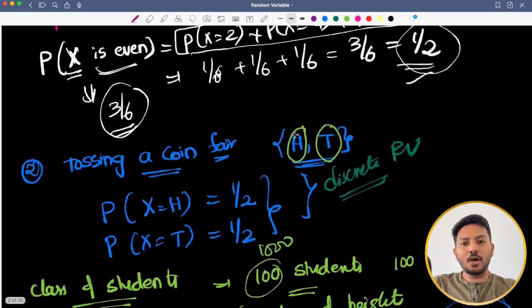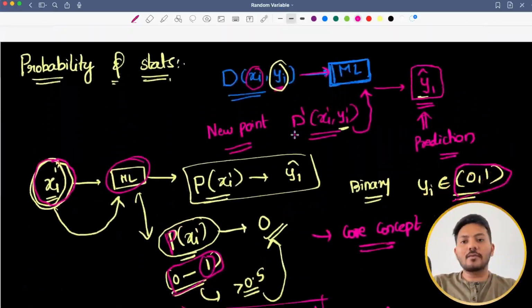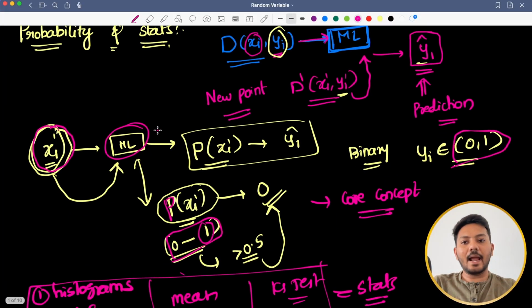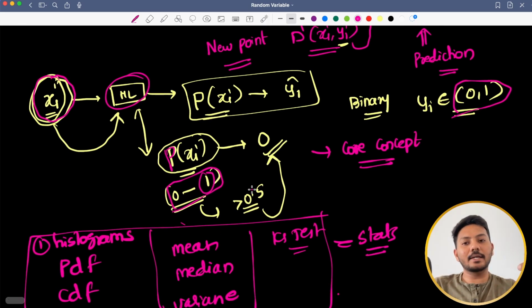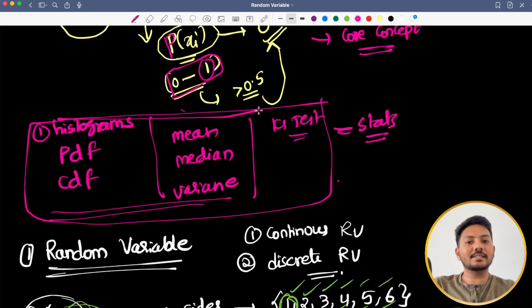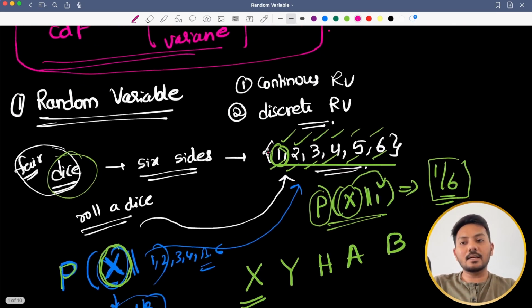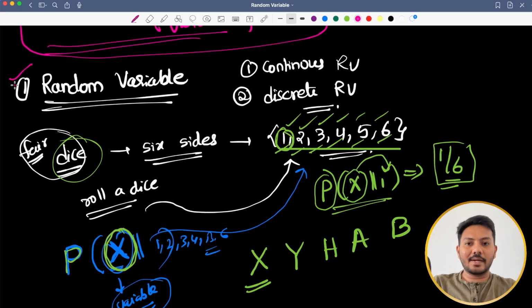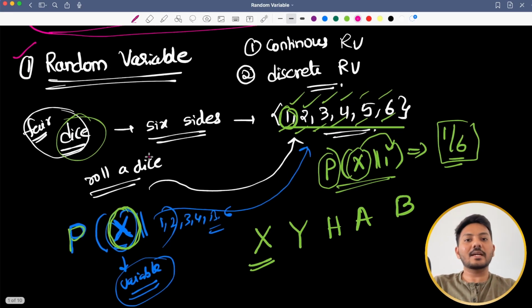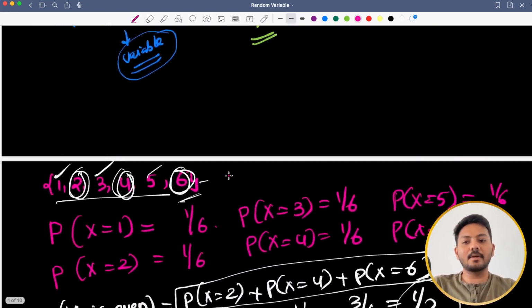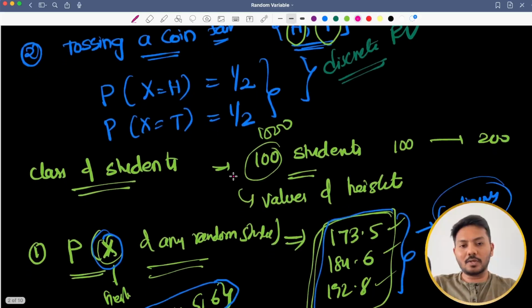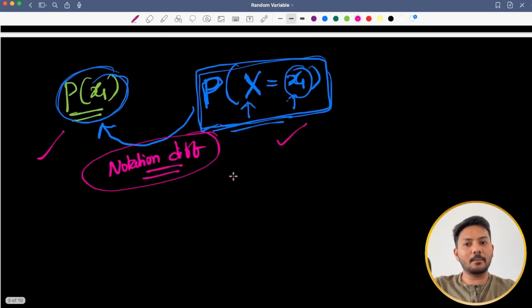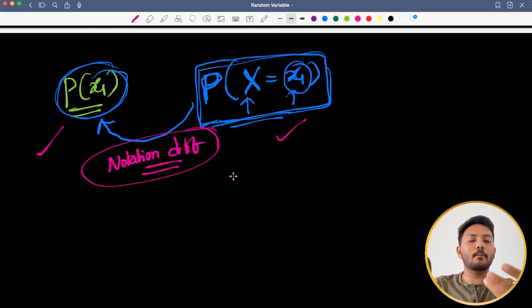Let me summarize what we have learned so far. We have learned the need of probability and statistics in machine learning, and how machines try to predict the probability of an event occurring to be a particular class. We will learn more about these things in the next sessions. Then we learned majorly about random variables: what a random variable is and the difference between a continuous and a discrete random variable. We have also seen how to calculate the probabilities, seen 2 to 3 examples, and talked about the notation of a random variable when we are talking about probabilities.